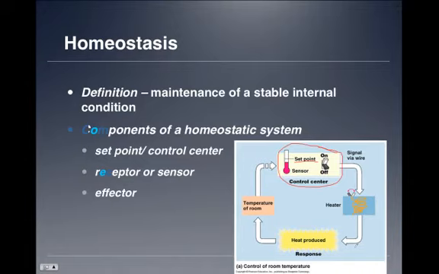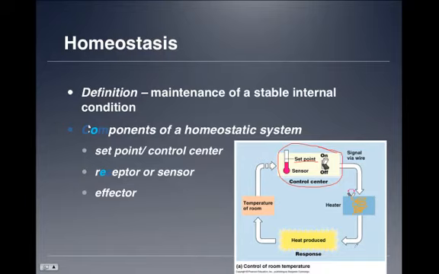And then the last part is we have to have what's called an effector. And this is basically what's going to cause a response to that altered condition that we have in the internal environment. So for example, when you were cold, your effector would have been your muscles that were contracting when you were shivering, to help bring your body temperature back up to its normal set point. So again, those are the three basic components.